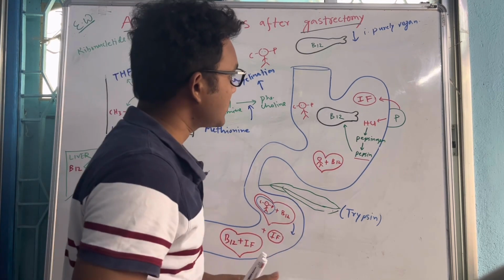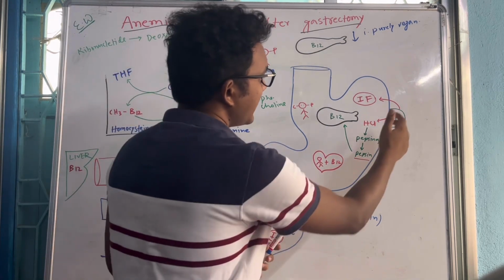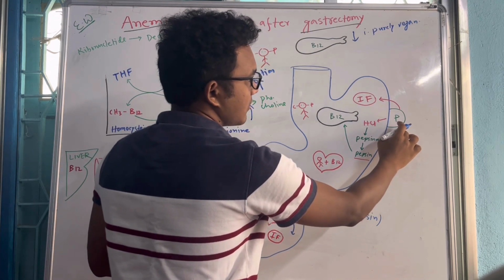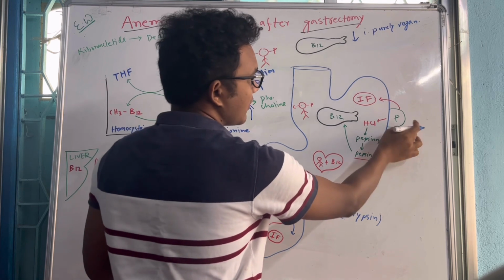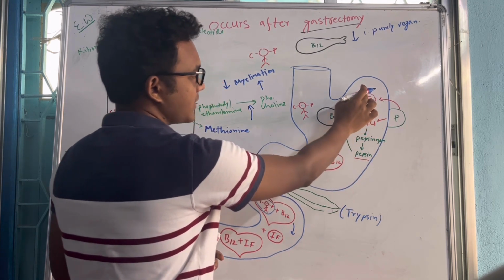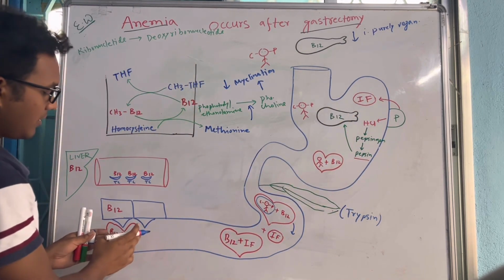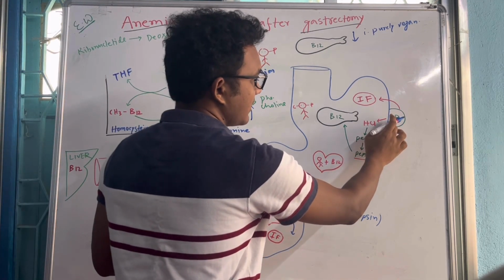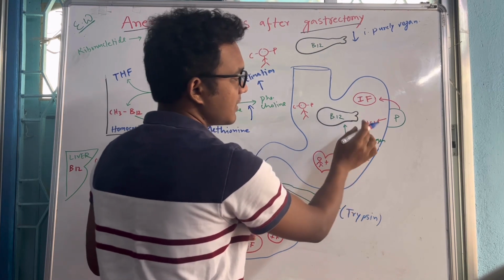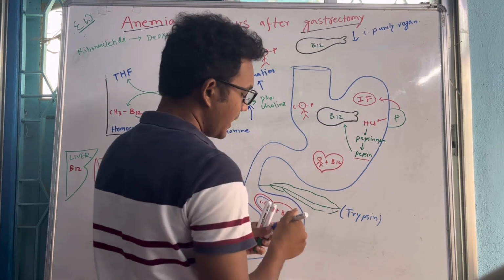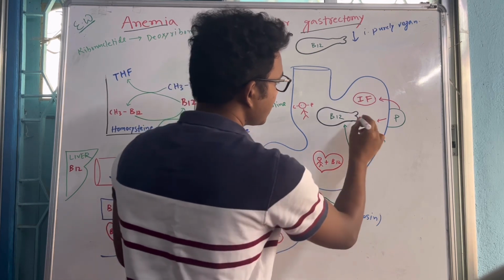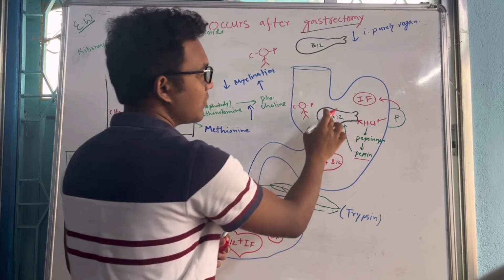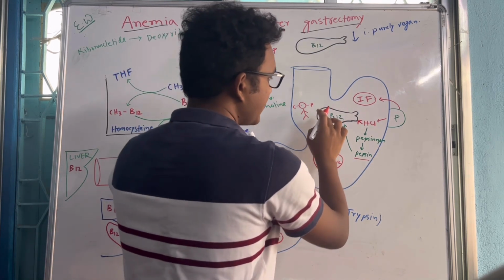Now the second cause is, suppose the patient has destruction of the parietal cell. If there is no parietal cell, there will be no intrinsic factor. No intrinsic factor means no absorption of B12. And if there is absence of parietal cell, there will be decreased HCl secretion. We know that HCl also helps to break the bond of the B12 with the protein. So there will be no break of the bond.